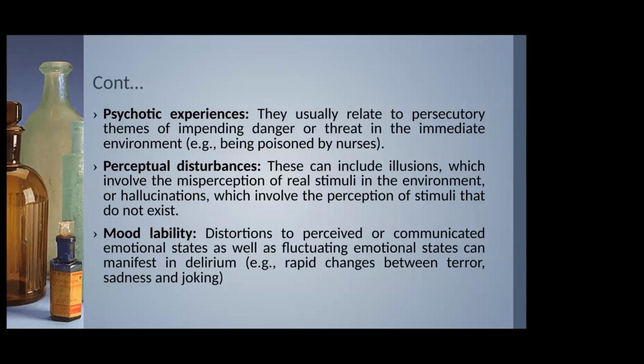The other one is mood lability. Okay, there is distortion to perceived or communicated emotional state as well as fluctuating emotional states. So there can be rapid changes between terror, sadness, and joking. Okay, they can be laughing at one time and then they can be crying the next. So they have a labile mood.